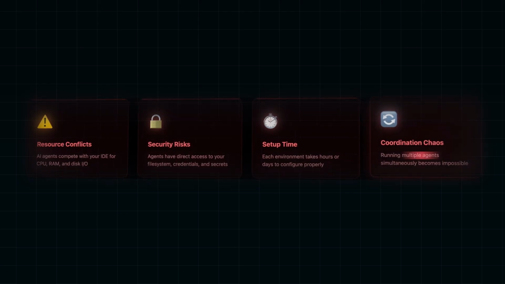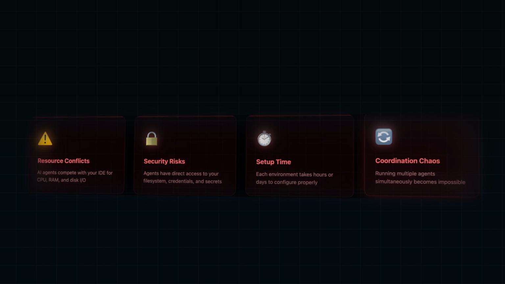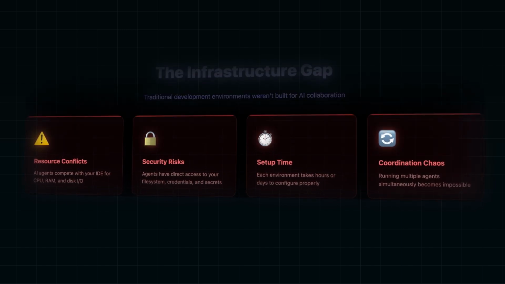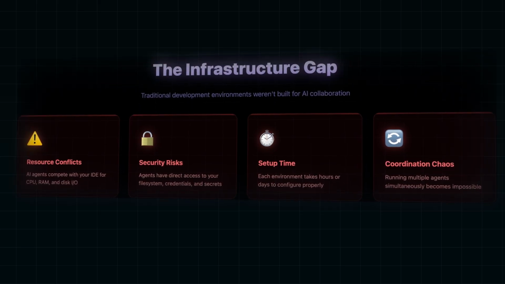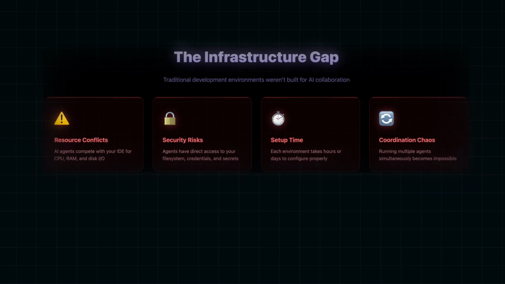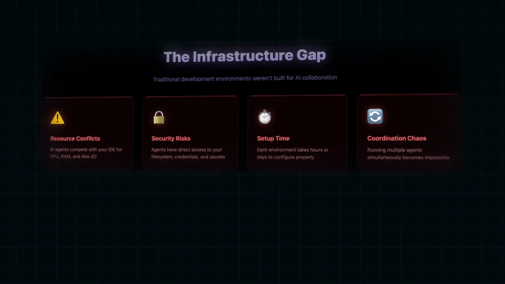What if multiple agents are working on different parts of the problem simultaneously? Suddenly you are coordinating not just human developers, but also these autonomous processes that need their own isolated environments, their own compute resources, and their own security boundaries. This is the infrastructure gap I'm talking about. The tools we use for development were designed for a world where one human works on one project at a time. And that world is rapidly becoming obsolete.